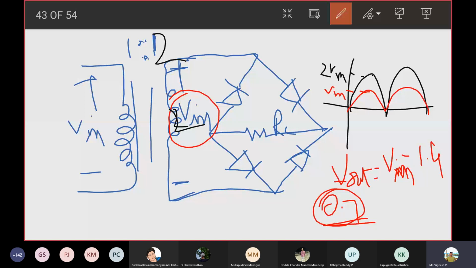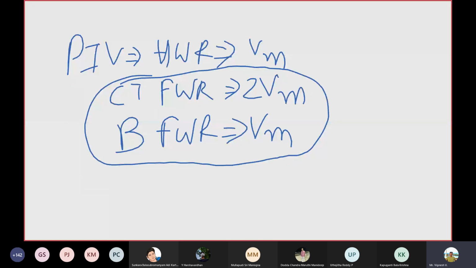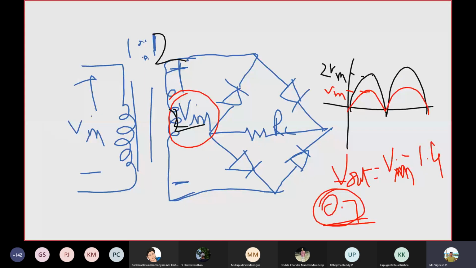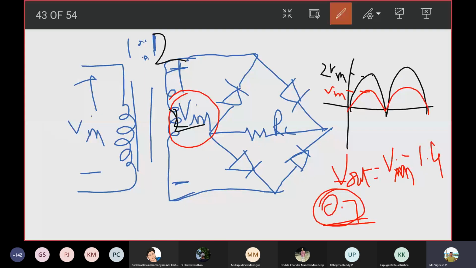You end up getting a better peak inverse voltage this way. What is peak inverse voltage? It is the maximum reverse bias voltage that a diode sees, right? So if you're comparing, what is the maximum reverse voltage that the diode can see? It can see VM, the peak voltage, right? Here, what is the maximum voltage the diode can see? Again, if the turns ratio is 1:1, the diode can see only VM, right? It is not 2 VM. It is only VM.